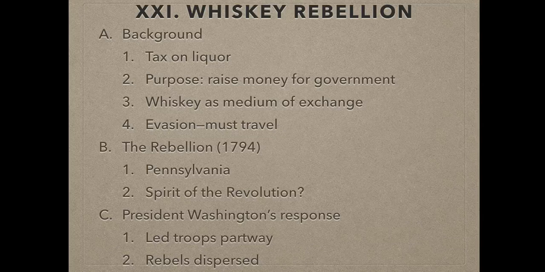In general, the whiskey tax is difficult to collect, but the tax will remain on the books until the Jefferson administration. Jefferson will actually repeal this tax. So what should you know about this slide? What should you highlight? I would highlight that it's a tax on liquor. You can put whiskey in parentheses if you want, if that will help you remember why it's called the Whiskey Rebellion. And that there are rebels in Pennsylvania that are put down by the knowledge that Washington's troops are on their way.